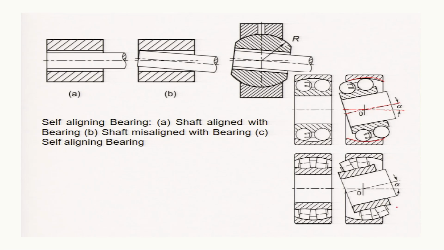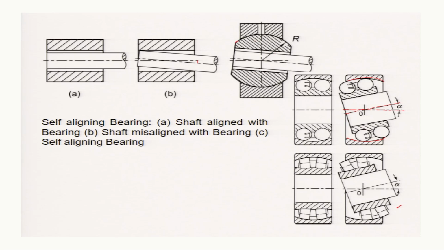You see here also, in the case of rollers, here the ball is there, there may be a roller also. And this type of misalignment of shaft can be accommodated by this self-aligned bearing. Figure A is showing the shaft aligned with the bearing, and B is showing the shaft misaligned with the bearing. There is misalignment, this is the angle of misalignment, and this is showing the self-aligned bearing.